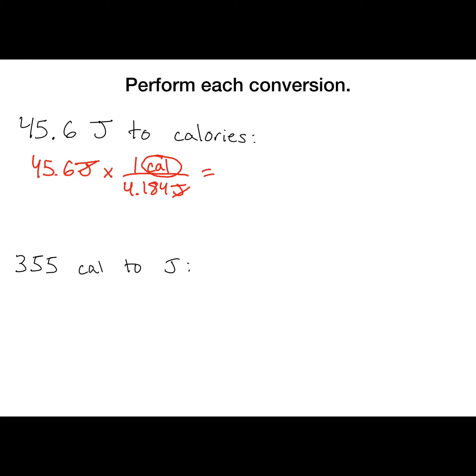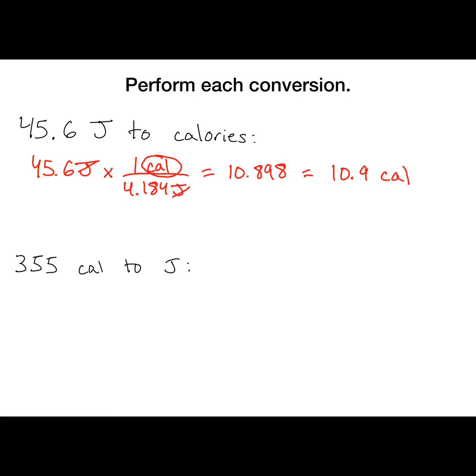We input this into our calculator and we get 10.898. Now we need to get the correct answer with sig figs. So our given number is 3 sig figs, so our answer must be in 3 sig figs. So our final answer is 10.9 little calories.